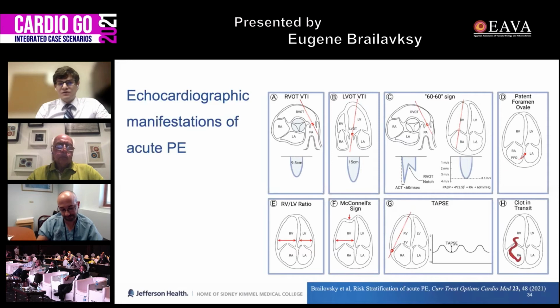And there are other echocardiographic manifestations of acute PE that may be helpful. Again, RVOT-VTI, LVOT-VTI, patent foramen ovale and clot in transit, which is what we talked about already, and RV to LV ratio. TAPSE is a powerful predictor of early bad outcomes as well. And then the 60/60 sign and McConnell sign are commonly reported, but unfortunately they don't carry as much prediction as these other more objective measures do.